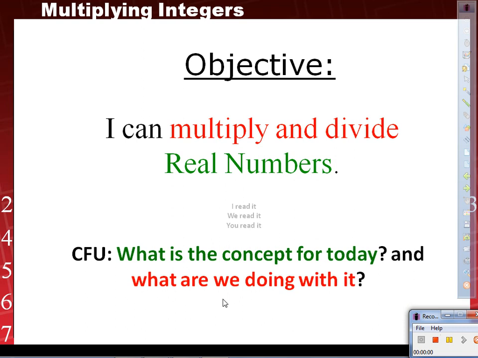Our objective for today: I can multiply and divide real numbers. Read together, 1, 2, 3. I can multiply and divide real numbers. So today we're going to finish off with this section of real numbers.